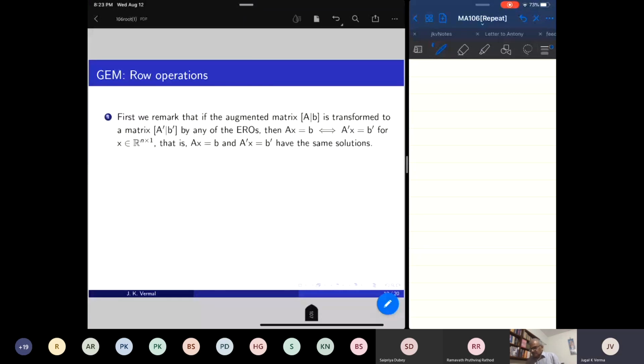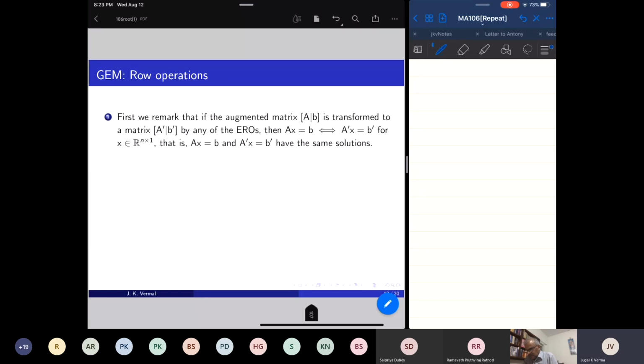Okay, so the augmented matrix [A|B] is transformed into another augmented matrix [A'|B'] by EROs, and AX = B if and only if A'X = B' for all X. So AX = B and A'X = B' have the same set of solutions, because interchanging two rows amounts to interchanging two equations. Multiplying a row by a non-zero scalar amounts to multiplying a linear equation by a non-zero real number, and we can add a scalar multiple of one linear equation to another, which also doesn't change the solutions.